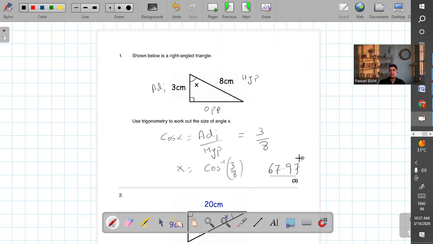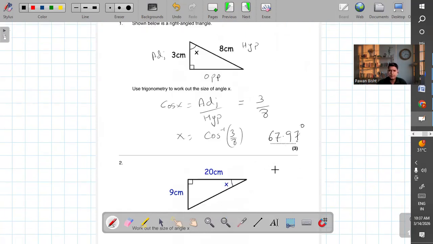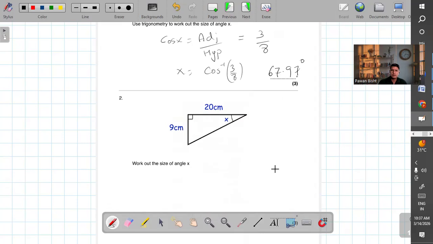The answer will be 67.97 degrees. Right? Very easy. Because we have to find the angle, for finding the angle we use inverse. Inverse is basically for finding the angle. Okay. Next question.